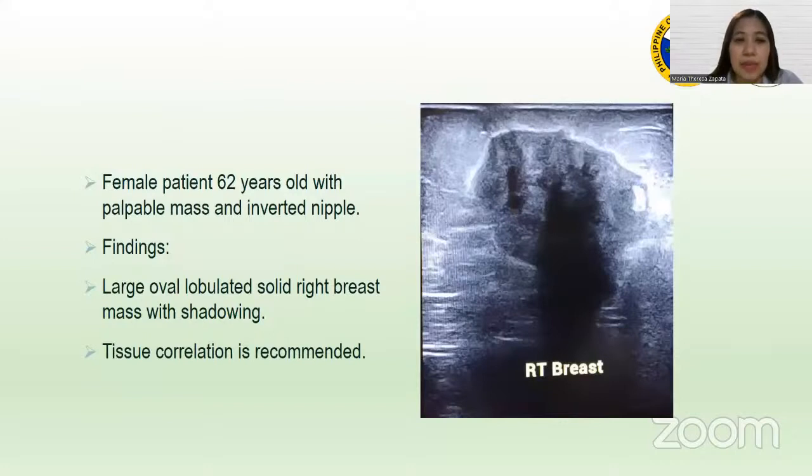This is a case of a female patient, 62 years of age, with a palpable mass and inverted nipple. Findings: large oval lobulated solid right breast mass with shadowing. Tissue correlation is recommended.